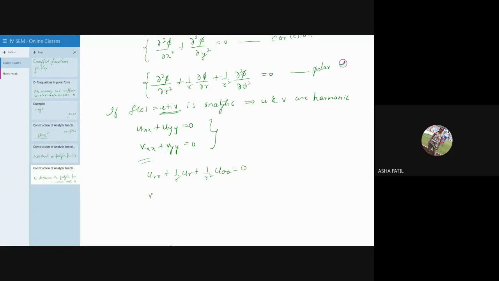Or even v is harmonic, so vrr plus 1 by r vr plus 1 by r square v theta theta will be equal to 0. So these equations will always be satisfied whenever the function is analytic. So this is one of the properties of analytic functions. What it says is, whenever the function is analytic, the real part as well as the imaginary part are harmonic.